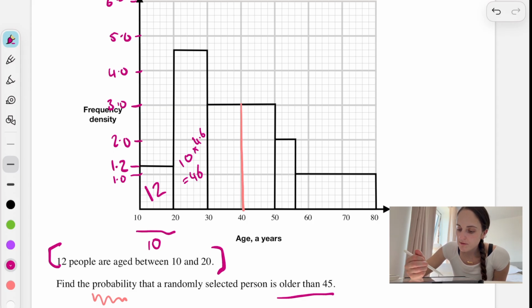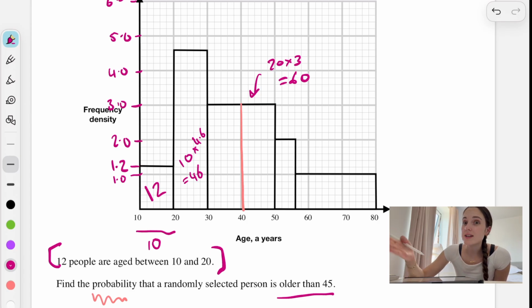The next one we have between 30 and 50, so that's going to be a base of 20 and a height of 3. So that tells us that the area of this whole thing is 20 times 3, which is 60. We're actually interested in the area beyond from 40 to 50. So since that one is bang in the middle, we're just going to cut it in half. So there's 30 people here and there's 30 people here.